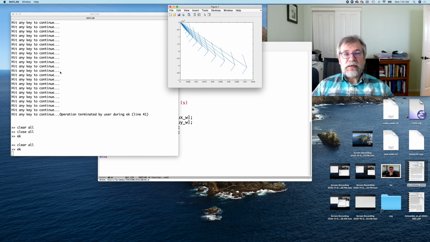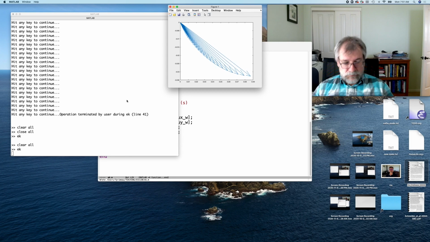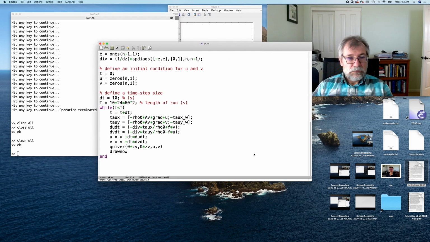And we can sit back and watch the Ekman spiral spin up. Something that would be nice would be to, first of all, make the axes bigger, label them, and maybe have a counter showing the time somewhere. So we're going to do that now. Let me stop it, Control C.